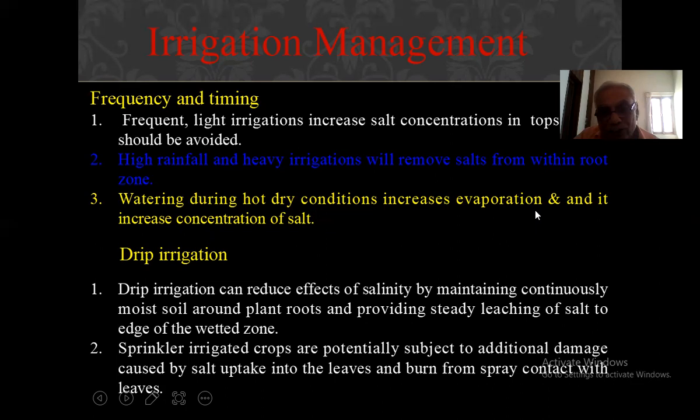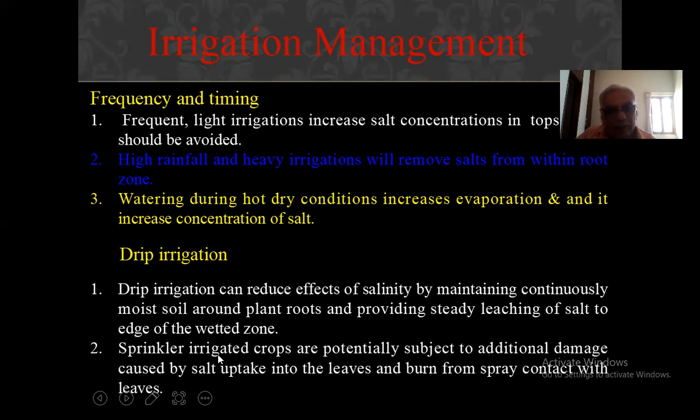Then watering during hot dry conditions increases evaporation and it increases concentration of salt in the soil. Suppose you are located in Rajasthan, you grow crops in summer season, then you apply irrigation, there will be a high rate of evaporation, an increase of the concentration of salt in the soil, and your crop productivity is low. Then drip irrigation: you know that the government of Gujarat and India gives a subsidy of about 50 to 70% to the farmers. Drip irrigation in Gujarat is called Tapak Paddhati. Drip irrigation can reduce the effect of salinity by maintaining continuously moist soil around plant root and providing steady leaching of soil to the edge of the wetted zone. So what happens with drip irrigation? The soil becomes wet continuously, so the salt concentration in the soil does not increase.